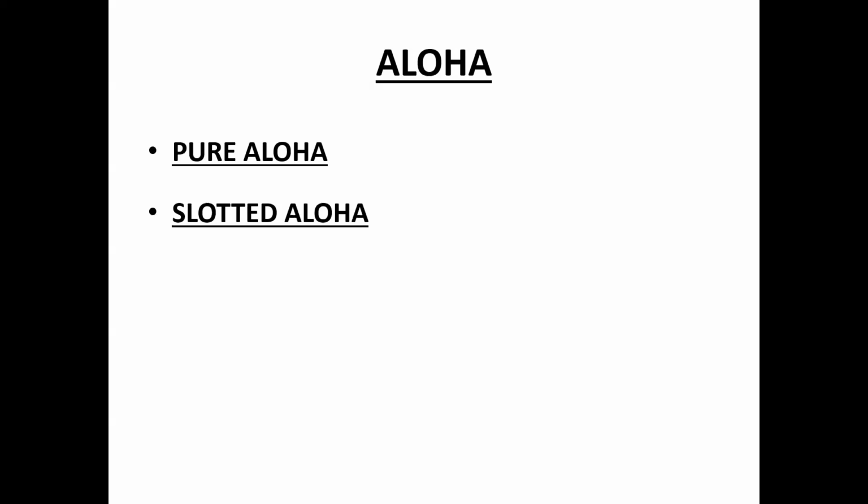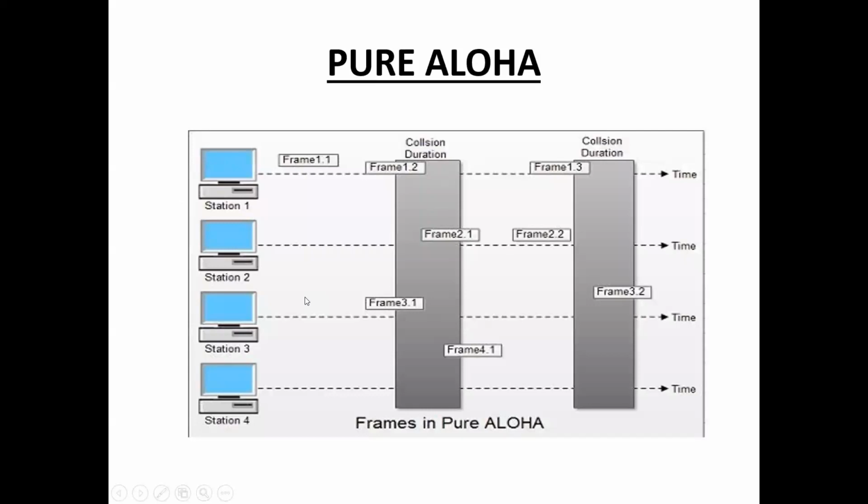There are two types of Aloha, pure Aloha and slotted Aloha. In pure Aloha, the time of the transmission is continuous. Whenever a station has a frame available, it sends the frame. If there is a collision, the frame is destroyed, and the sender waits for some random amount of time before retransmitting it.